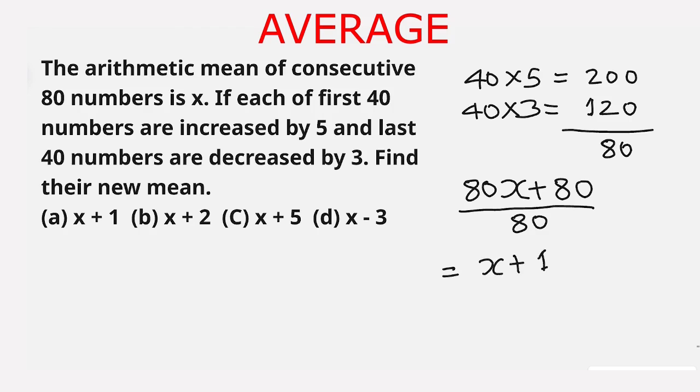80 divides 80x for x times and 80 divides 80 for 1 time. So the new average will be x plus 1. And from the given options, our answer is option A, x plus 1. I hope you have understood the method of solving such type of questions. We go to the next question.